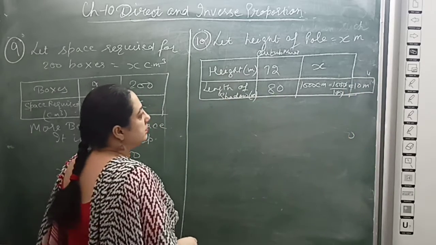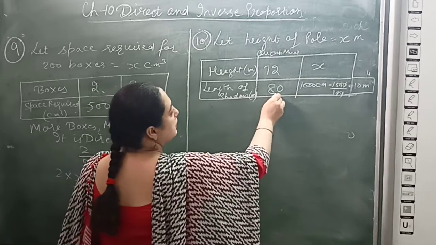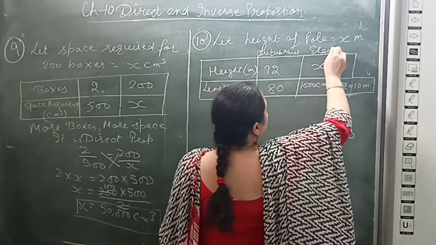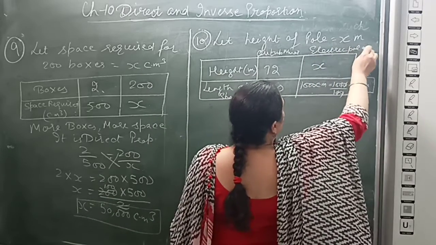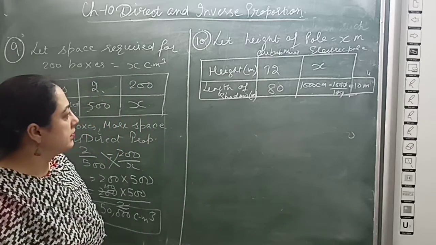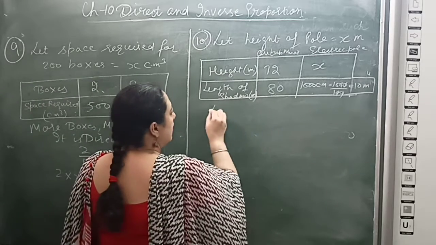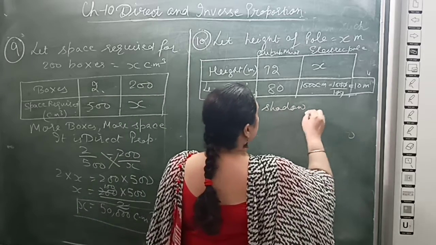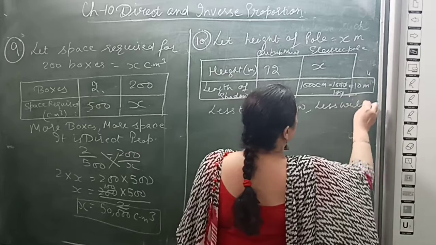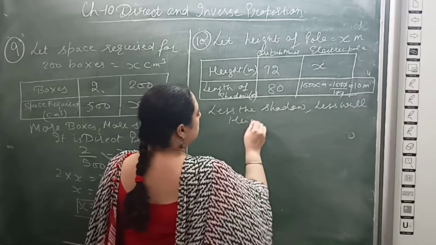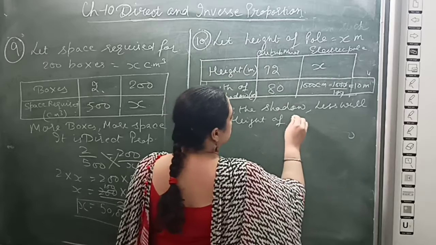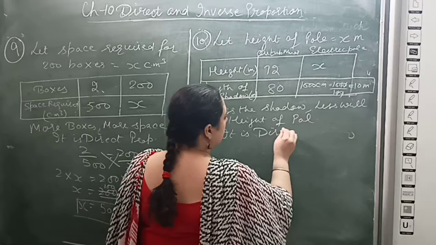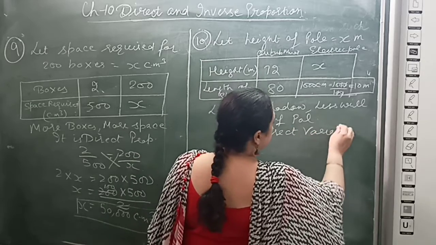Now write down the length of the shadow. First of all is 80. Then of this is the electric pole. Its shadow is 10 meter. Less the shadow, less will be the height of the pole. So it is direct variation.